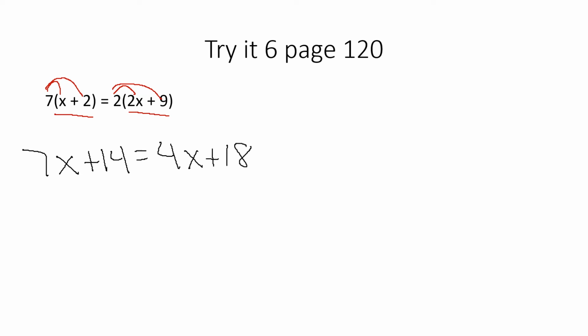2 times 9 is 18. Yes, it took me that long to figure that out because I'm tired. So 7 times x is 7x. 7 times 2 is 14. Equals 2 times 2x is 4x. 2 times 9 is 18.